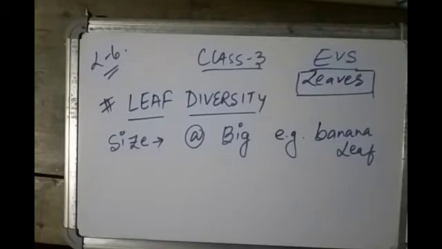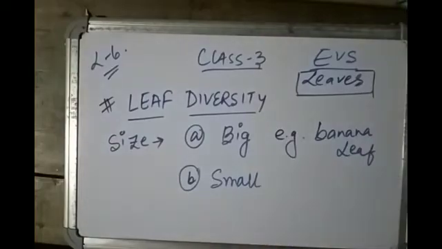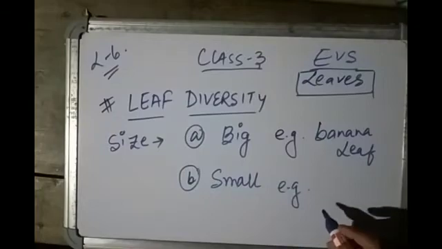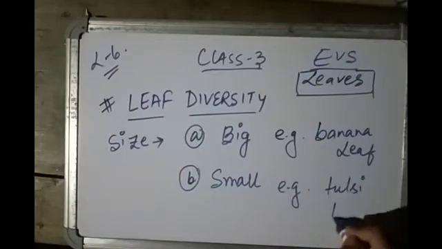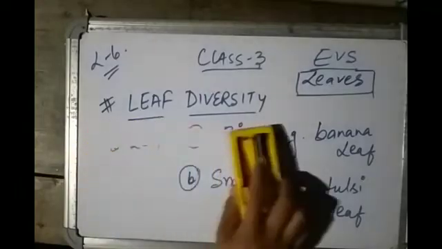So in size, there are big leaves and small leaves. The example of a big leaf is the banana leaf. For a small leaf, you can say the tulsi leaf. So different in size, you can look around and you can find varieties of examples. For big leaf, banana leaf is taken as an example, and for small leaves, tulsi leaf is taken as an example. Next is shape.